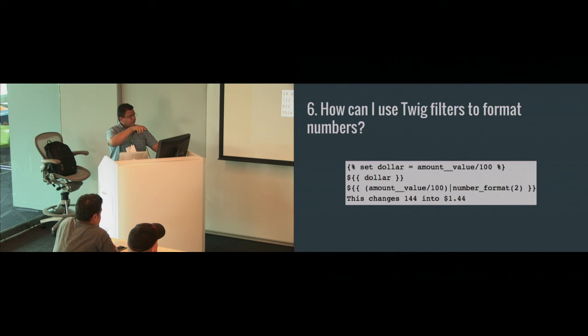This dollar sign at the beginning is not part of the print statement. I'm just saying I want to print a $ before the value. I can have USD or I can have whatever I want. The dollar sign itself isn't part of the Twig syntax. And I can do more stuff than that. Like I can divide by 100 and then use the number format filter to determine how many decimals I want to use.